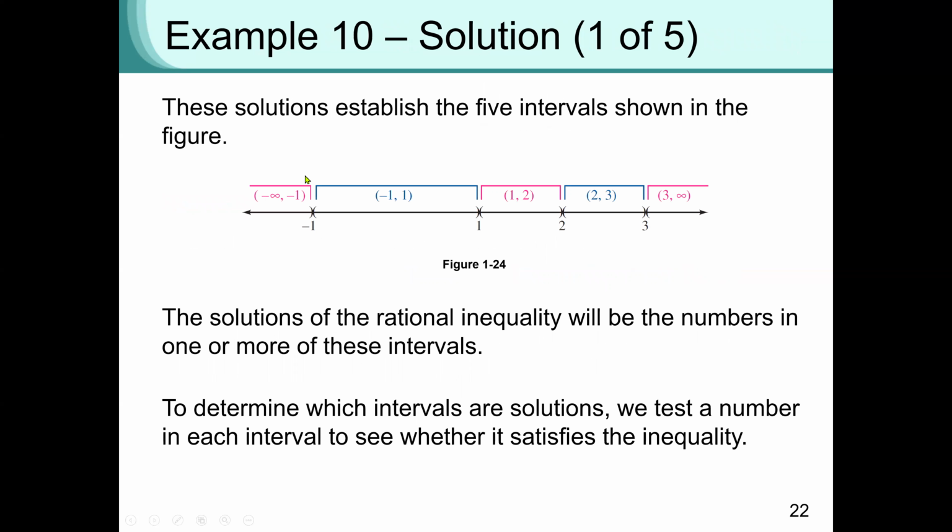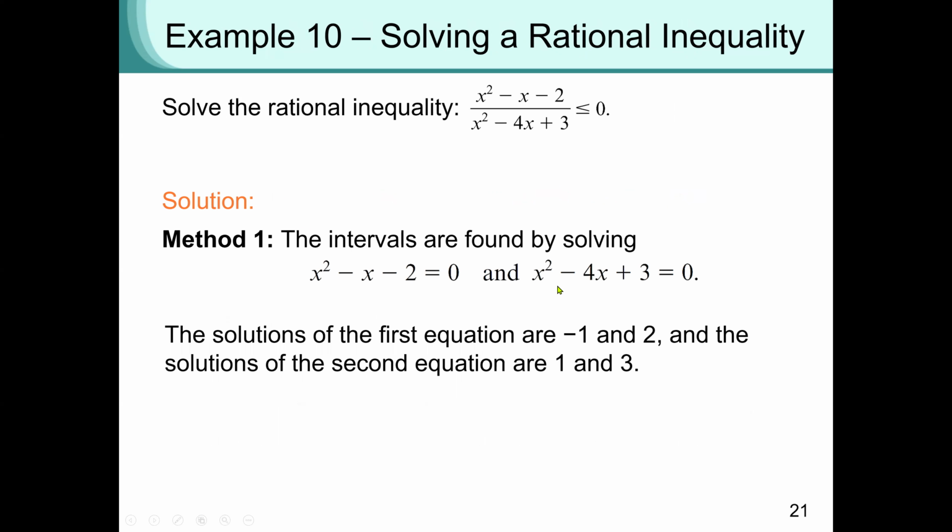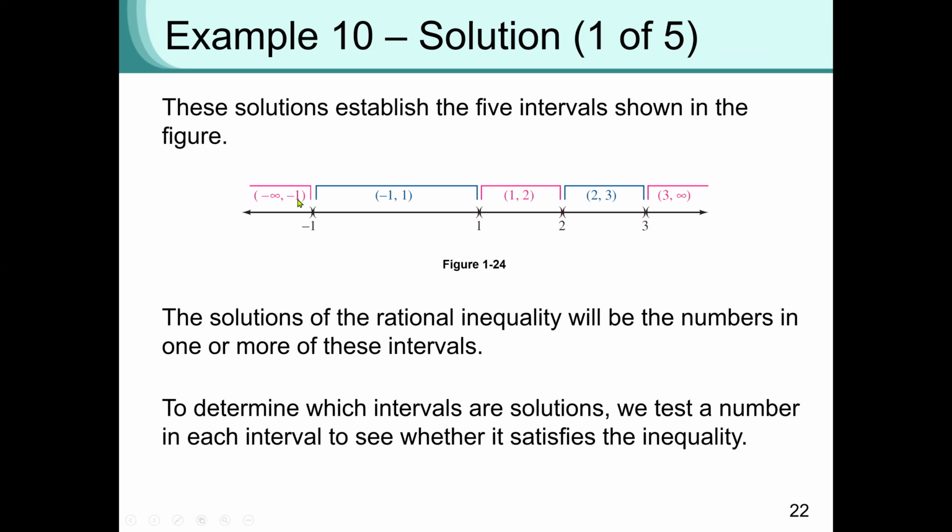Now the next step, we are going to establish the graph here to find the intervals. So this solution will establish 5 intervals, as shown in the figure. Again, we can see the values here: -1 and 2, 1 and 3. So what is the lowest value? The lowest value is -1. So my first interval should be -infinity to -1. And we can see that here, -infinity to -1.